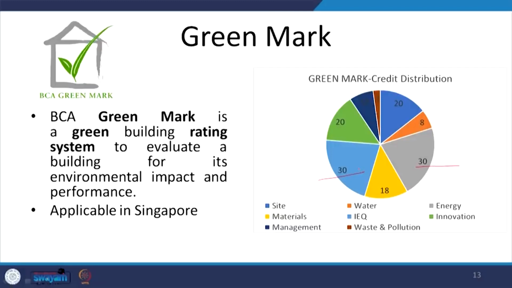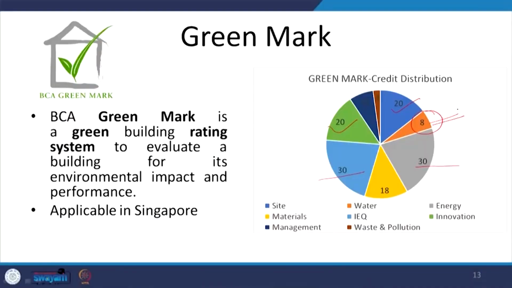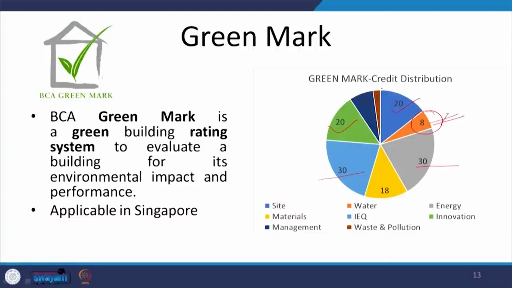We also see that a lot of emphasis on innovation is being placed here, but very surprisingly not much emphasis is on water, while there is a lot of water crisis in Singapore. Now that could also be due to the national policies where water is being maintained, managed and treated at the national level, at the large scale and not at the building level. So probably very less percentage here.